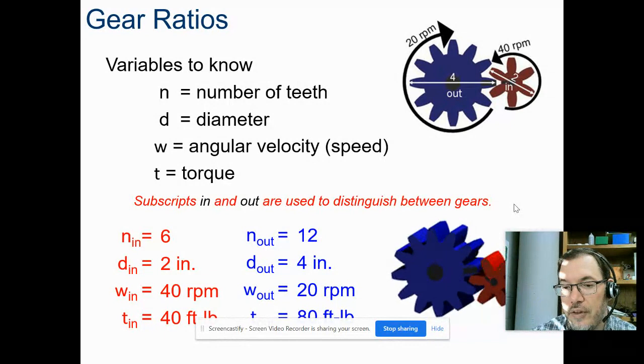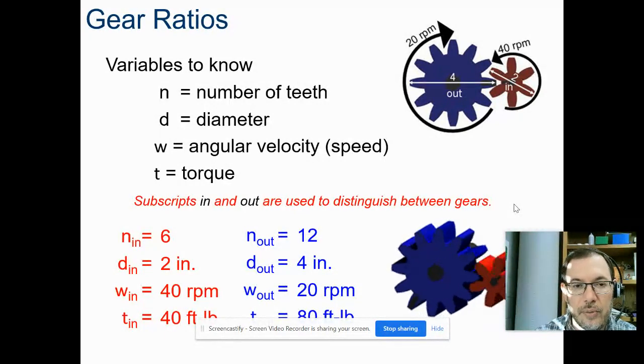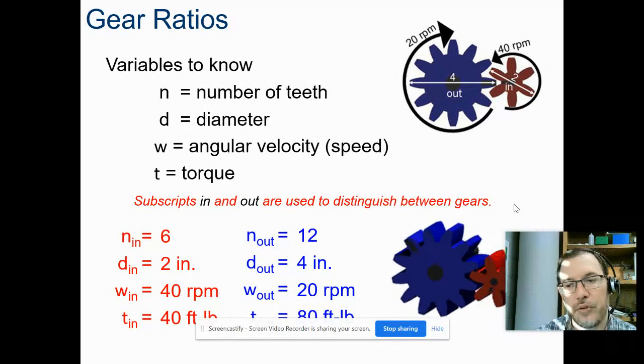So why do we care about this? Well, these are the four things that are all related to each other, and we can use information about one of these to help us find out something about the others.